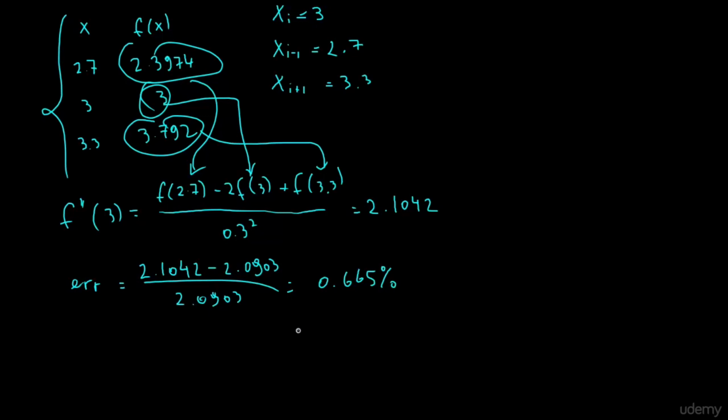These results basically show that the 3-point central difference formula gives a very accurate approximation for the value of the second derivative.